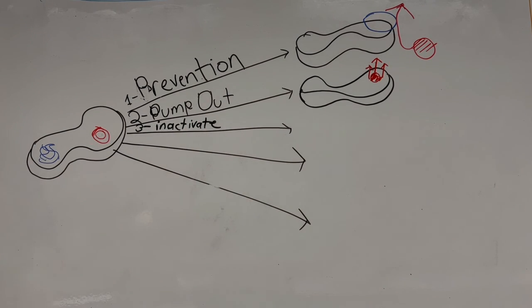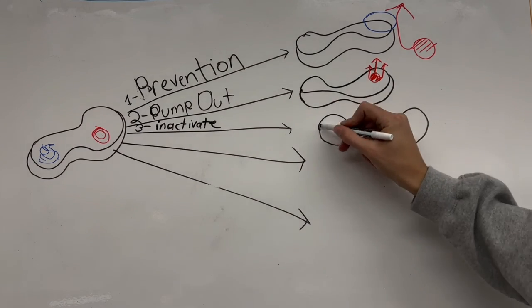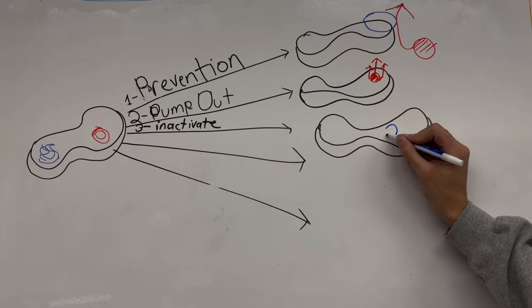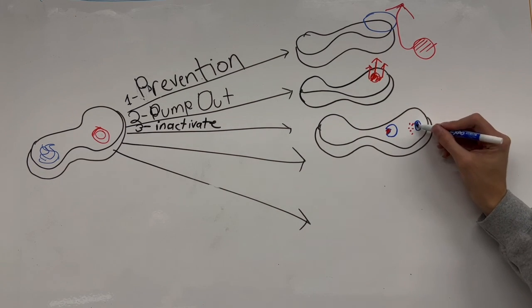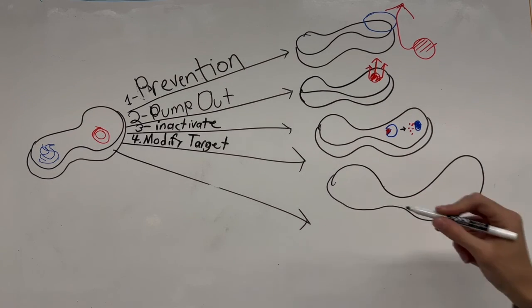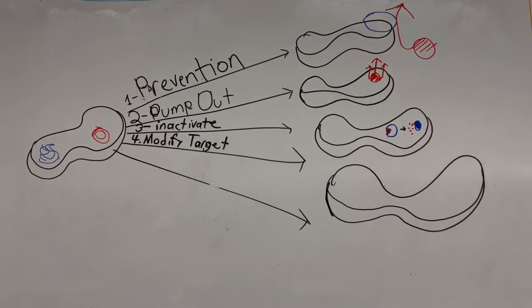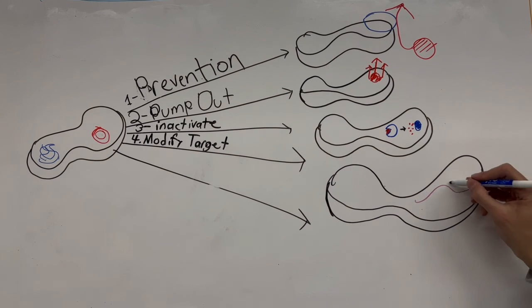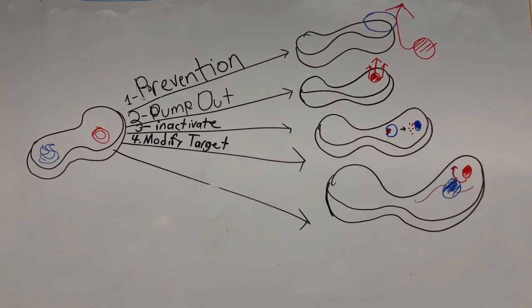Next is by inactivation of the drug. The mutation can code for a protein that will change or destroy the antibiotic through an enzymatic reaction. Additionally, there's modification of the target. It can modify or destroy the antibiotic's target so that it may no longer bind to the antibiotic. For example, E. coli bacteria with the MCR-1 gene can add a compound to the outside of the cell wall so that the drug colistin cannot attach to it.